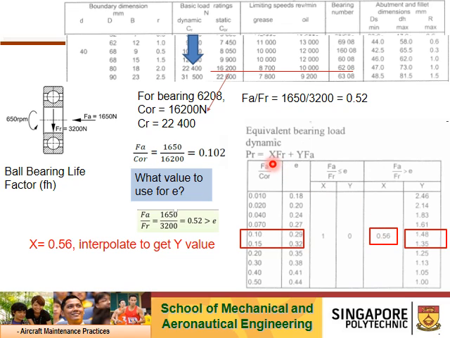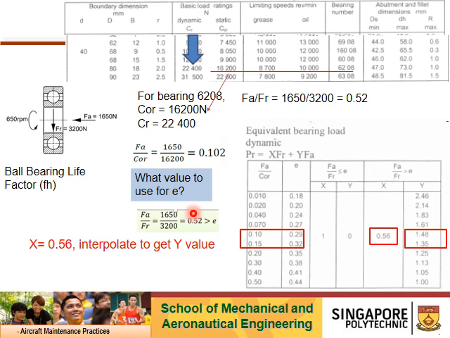What I need to do is, I know my X is 0.56 now. So I have my X, I have my Fr, I have my Fa, but I don't know my Y. My Y falls between 1.48 and 1.35, that means 1.35 to 1.48. So you interpolate. Okay, so my value is 0.102. You use this interpolation and you should get your Y. You interpolate to get your Y.